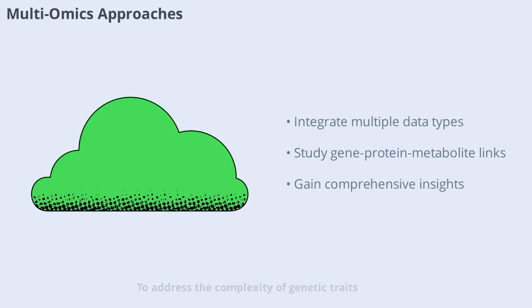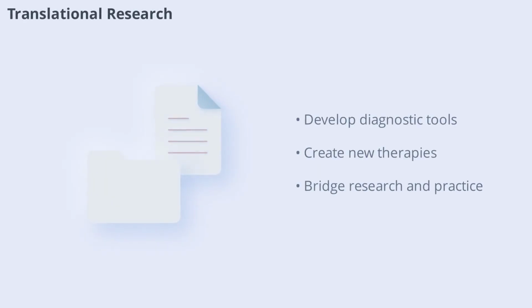To address the complexity of genetic traits, researchers are integrating GWAS with other omics data, such as transcriptomics, proteomics, and metabolomics. These multiomics approaches provide a more comprehensive understanding of how genes, proteins, and metabolites interact to influence health and disease. GWAS findings are increasingly being translated into clinical practice.